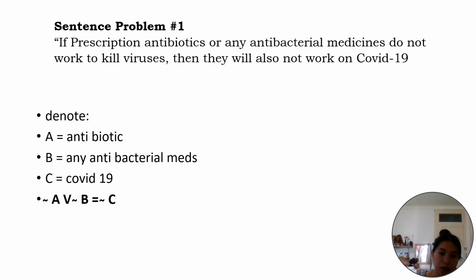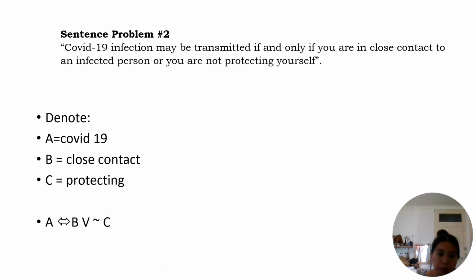Same with this: if this one doesn't work, or this one doesn't work, then it won't work as well with COVID-19. So it's just the same: if not A or not B, then it's also not C. And let's go to problem number 2.